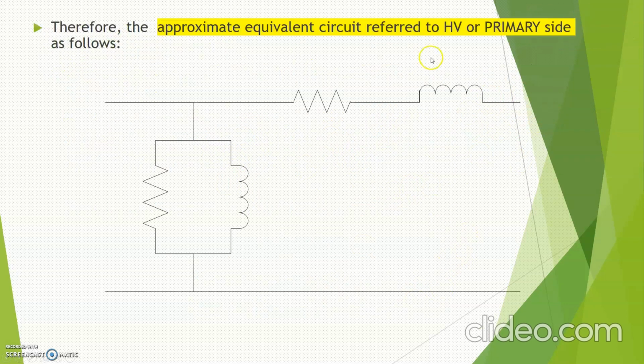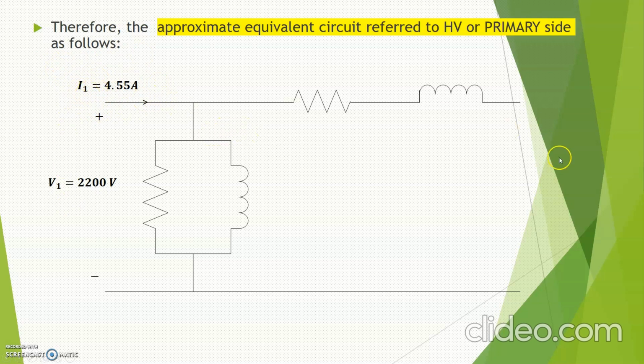So this is the approximate equivalent circuit referred to the primary side, or the high voltage side. And then you can label each of the parameters accordingly. In this case, here is your primary voltage. V1 is equal to 2200 volt. V1 is already referred to the primary side, so you don't need to change anything. And for I1, it is equal to 4.55 ampere, based on the calculation S rated divided by V1.